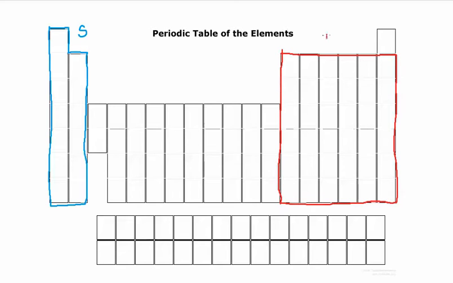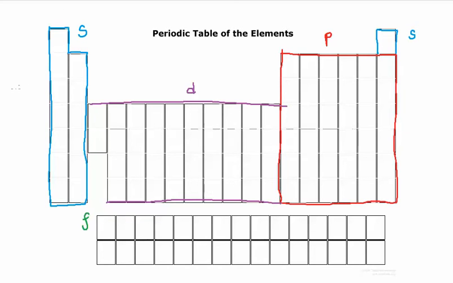This is your P block. In the center, for your transition metals, this is your D block. And then at the very bottom, for your inner transition metals, this is your F block. Now keep in mind, helium should be S. So the way that we write out the electron configuration, it's like reading a book.